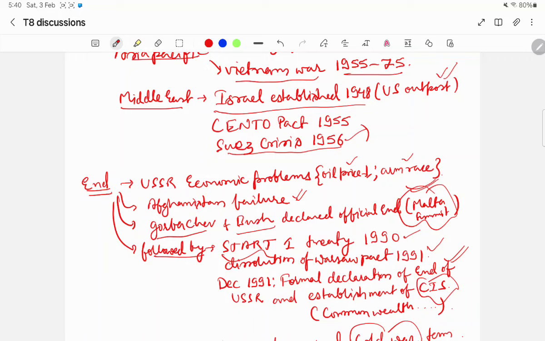And then there was a Malta summit between senior Bush and Gorbachev, which formally ended the Cold War, and then it was followed by cooperation under the START 1 treaty in 1990, and then the Warsaw Pact was dissolved in 1991, and then there was a formal declaration of the end of the USSR itself in December 1991, and the Commonwealth of Independent States was established. Okay, so this is how the Cold War ended.